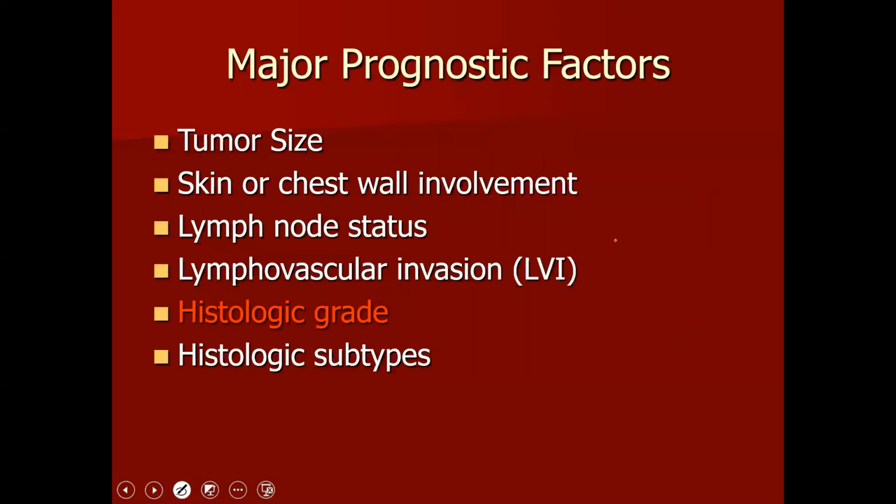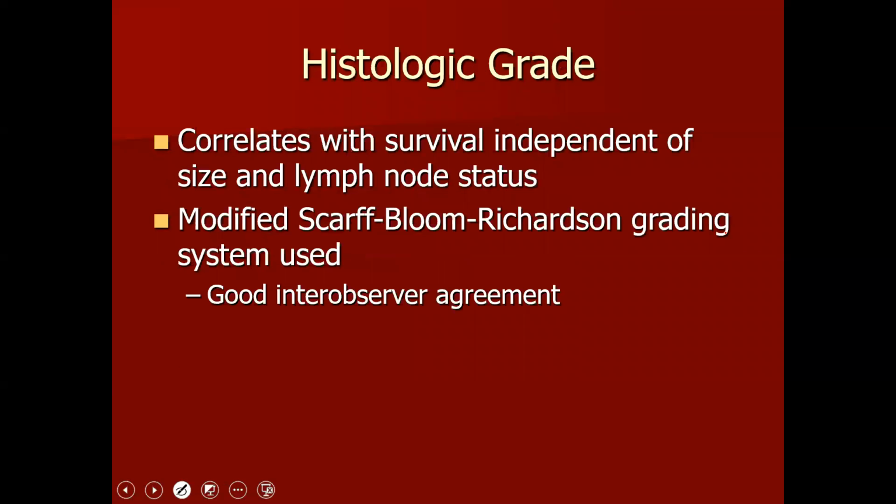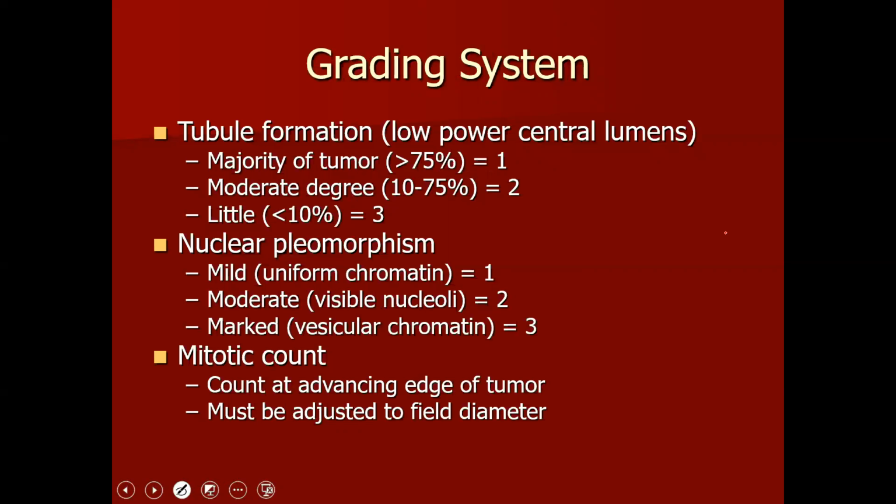Okay. Grade is another important prognostic factor. I would say that below the line, meaning after pT and pN, grade is probably most important. It correlates with survival independent of size and lymph node status. So it's really important. And we use a modified system called the SBR grading system because it allows for good inter-observer agreement. That SBR system is based on 3 features. We look at tubule formation, nuclear pleomorphism, and mitotic count.